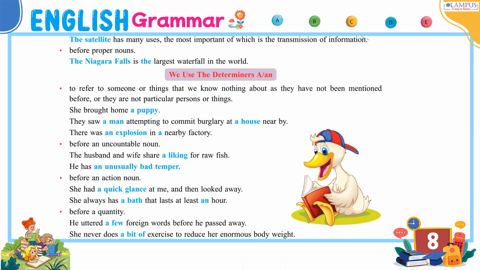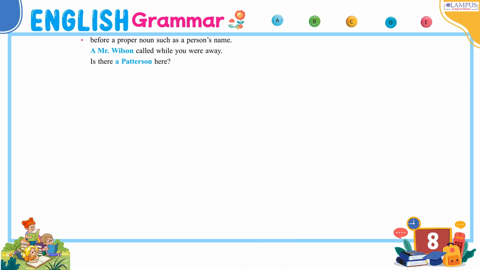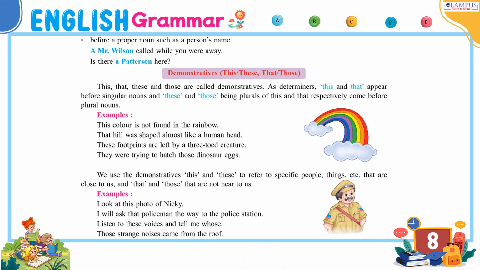Before an action noun. She had a quick glance at me, and then looked away. She always has a bath that lasts at least an hour. Before a quantity. He uttered a few foreign words before he passed away. She never does a bit of exercise to reduce her enormous body weight. Before a proper noun such as a person's name. A Mr. Wilson called while you were away. Is there a Patterson here?